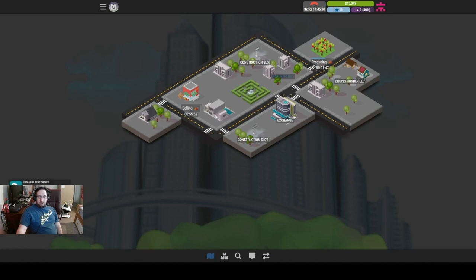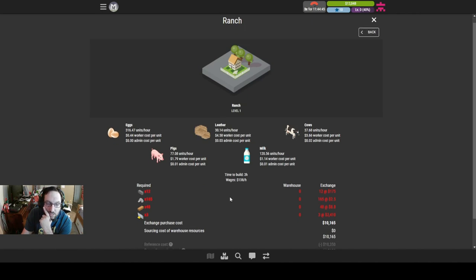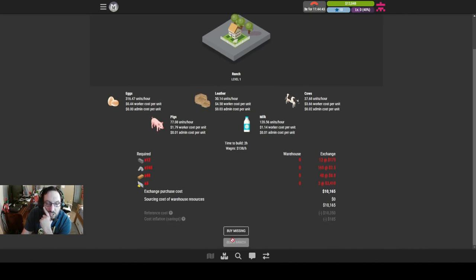Nothing here. So this is a bit of an idle game. It's not one of those ones that I could stream and it'll be all that exciting. But hey, what can we build in the construction lot? Okay, we could build a farm, a ranch, a beverage factory, a fashion factory, so on and so forth, a water reservoir. That'd be nice. We just don't have the money for it, but building a water reservoir would be nice because you don't have to buy water on the open market. And a ranch we could probably do, but we don't have all these items that we'd have to get at the exchange.